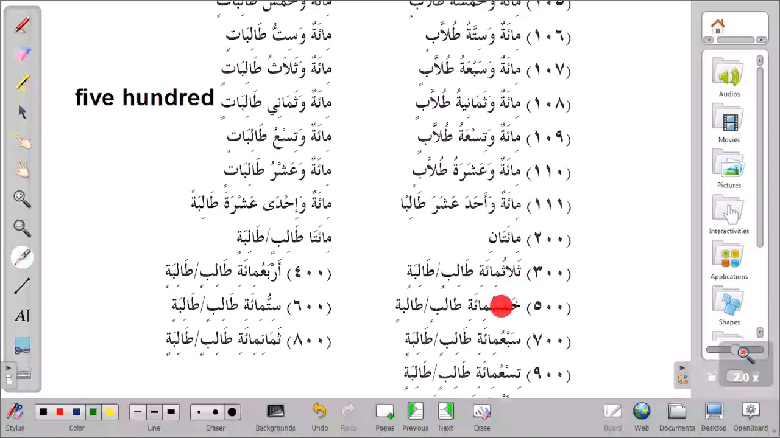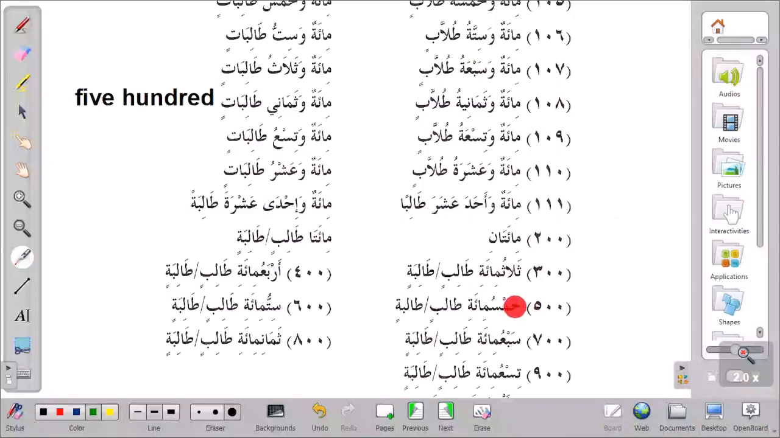So if I want to say 500, I will say hamsu mi'ati. You see like this, but we write it joined. We don't write hamsu standing alone and then mi'a standing alone. So always they are joined. When it is 300, 400, 500, you write them and then you join them. Hamsu mi'ati, joined as if it is one word.